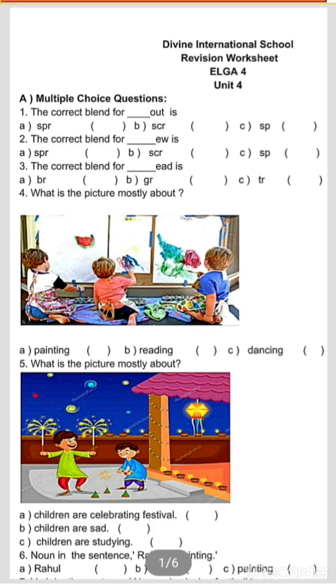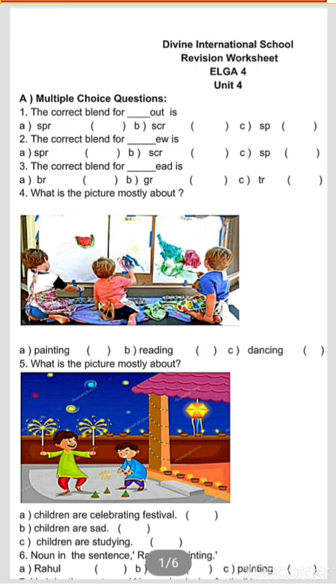Earlier also we have revised this unit, and today we will revise it with the help of a worksheet and see how you will attempt this unit in your exam. So the first question for this worksheet is multiple choice questions.